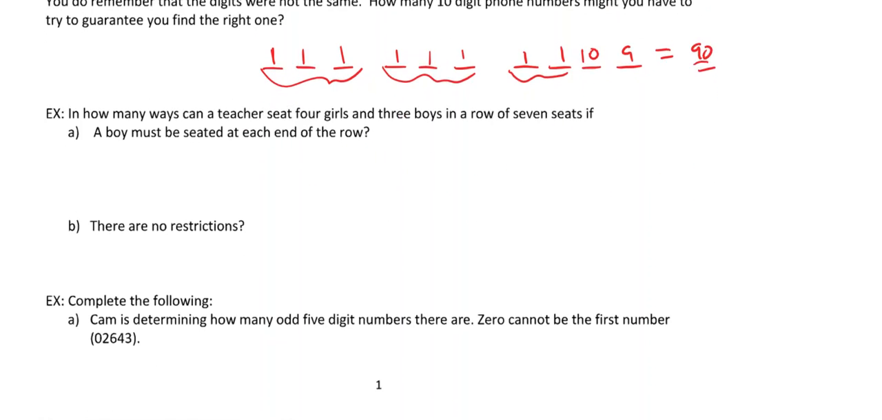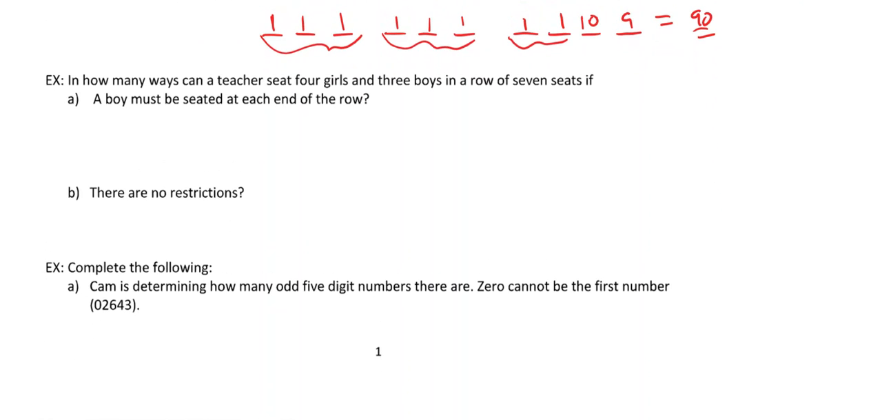All right, next one. In how many ways can a teacher seat 4 girls and 3 boys in a row of 7 seats if a boy must be seated at each end of the row? Okay, let's get our bearings here. Let's write out our lines again. So we'll do 7 seats, right? So we got 1, 2, 3, 4, 5, 6, 7.